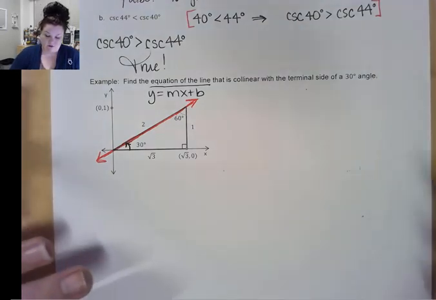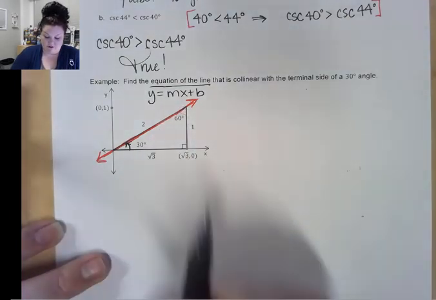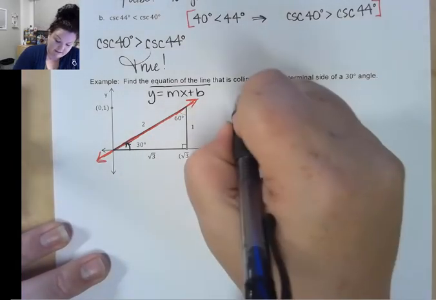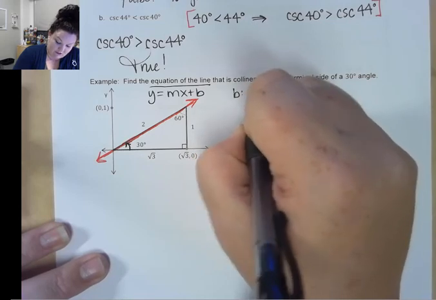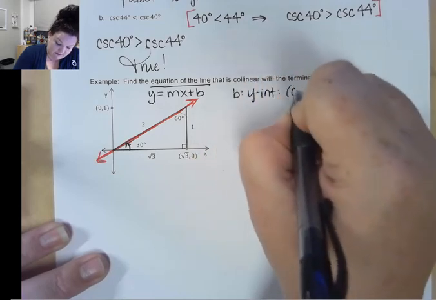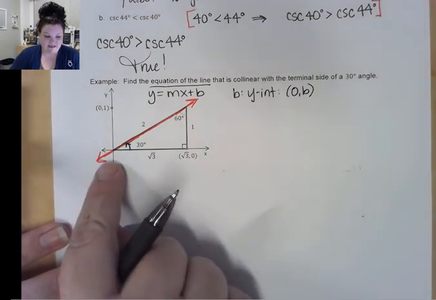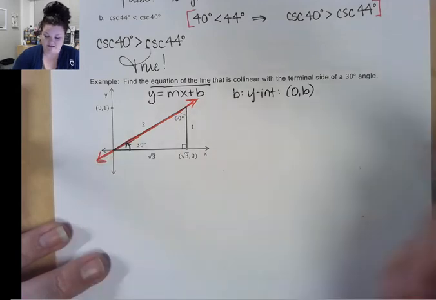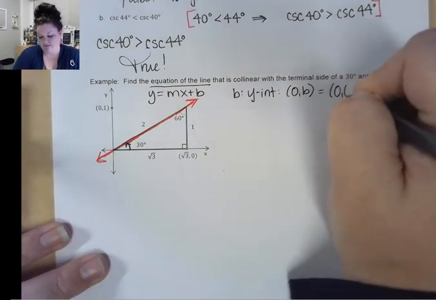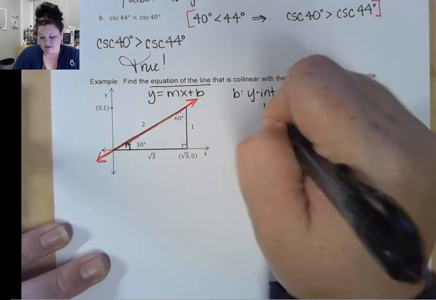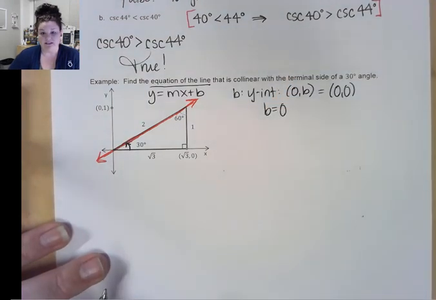Okay, so we need to know two things. We need to know our b, right? And remember, b is just our y-intercept, 0, b, right? So if I look at this line, I can easily see what our y-intercept is. Our y-intercept on this line is just the point 0, 0, right? Or in other words, b equals 0. So that's going to be easy enough.